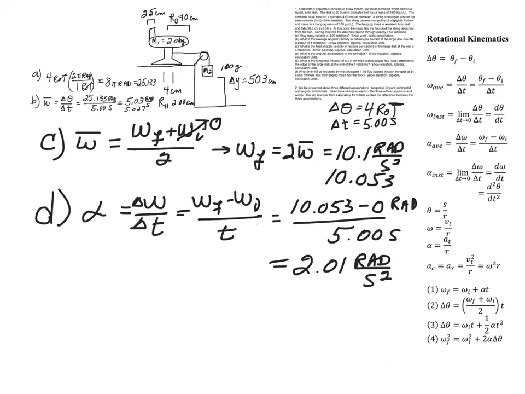Okay, so the direct way to get omega final from omega average, which we just got, is to double it. But you won't find that equation on here directly, right? But if you go down to equation 2 and divide both sides by t, you'll see that delta theta over t is omega average. Or you might just remember that when the acceleration's constant, omega average is the average of the final and the initial velocity, and write this equation down.